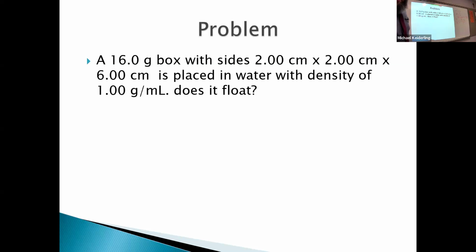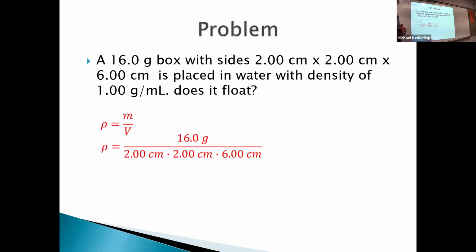Correct, it will float. So again, density is mass over volume. Our mass is 16 grams. Our volume is 2 centimeters times 2 centimeters times 6 centimeters. So it's 16 grams over 24 cubic centimeters, which is 0.667 grams per cubic centimeter.